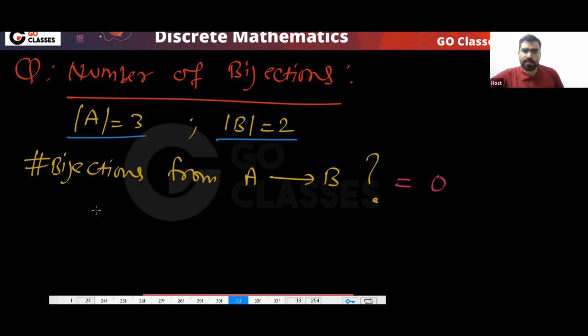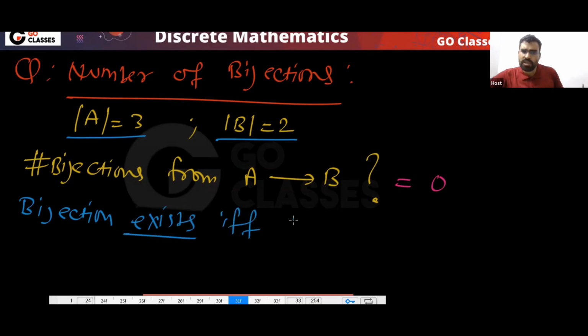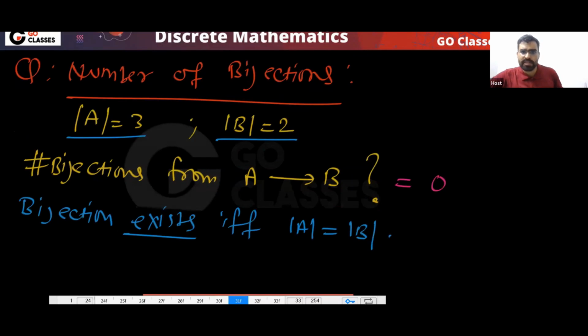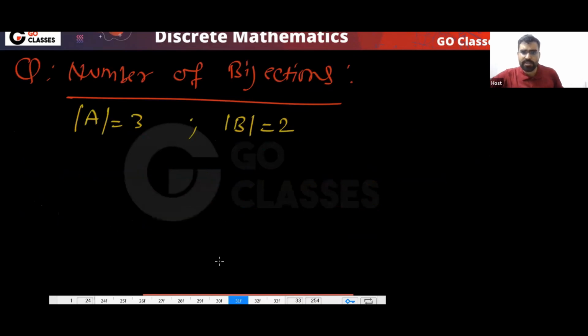I told you that a bijection from A to B exists if and only if they have the same cardinality. Because they have different cardinality, a bijection does not even exist. So the number of bijections will be 0.